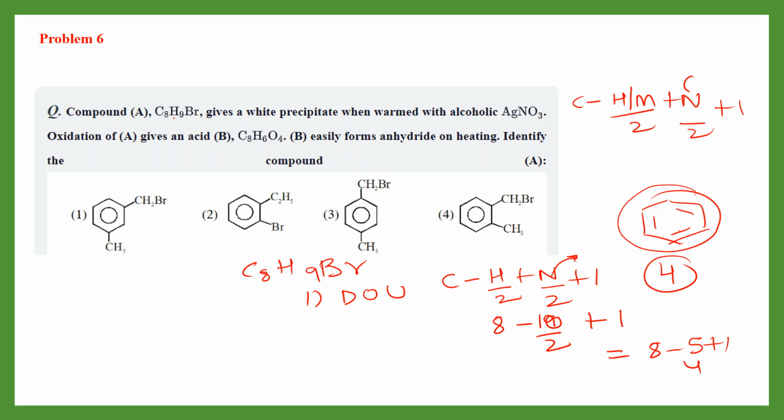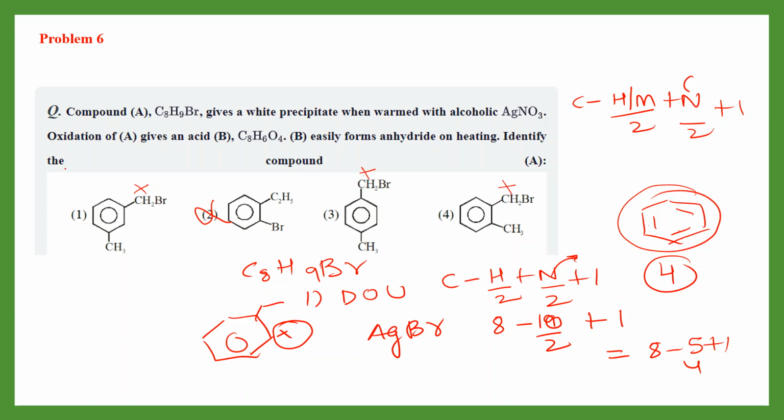Now what it is saying: compound A gives a white precipitate. White precipitate means it will give silver bromide. But compound 2 gets eliminated because if silver bromide forms, it will form a positive charge here, and you very well know that a positive charge can't come on an sp2 carbon. So option 2 gets eliminated. Now we have three options. In all three options, compound A can give a white precipitate, right or not? Because the formed carbocation will be resonance stabilized.